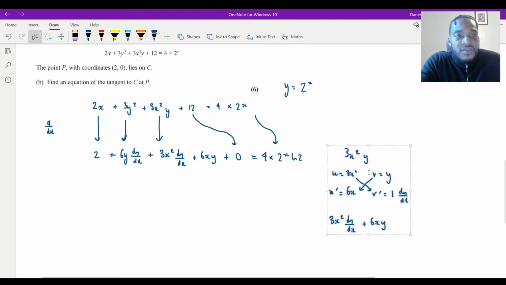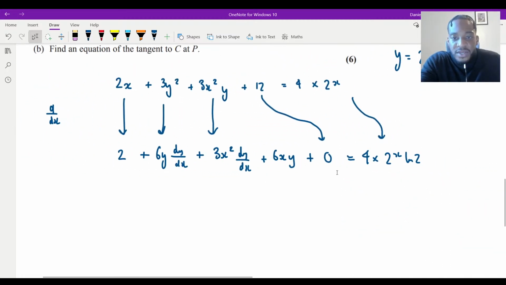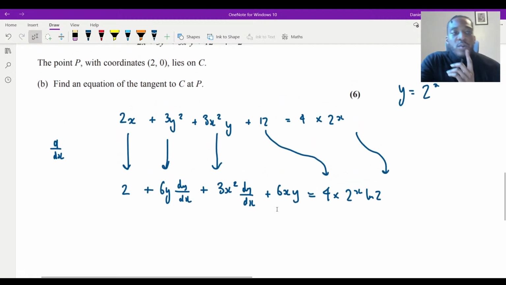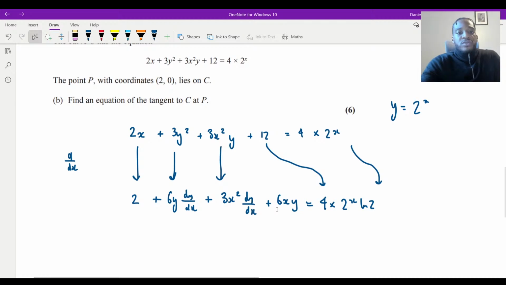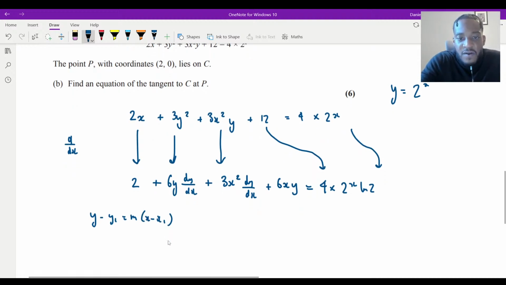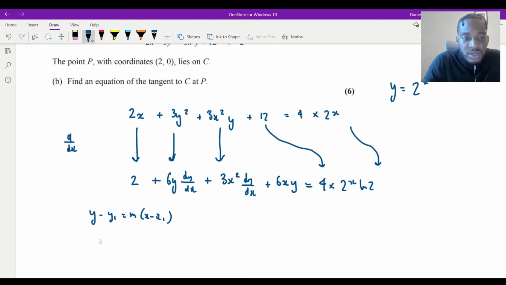And now remember, we're looking for the equation of the tangent. We need to figure out what the gradient is, obviously. So let's just tidy this up a bit. I don't need to put that there because it's going to be 0, so I can just move this here. Now what are we looking for? We're looking for the tangent at the point (2, 0). Remember, that's y − y1 = m(x − x1). So I'm going to figure out what dy/dx is. And we know what the point P is, which is good. Point P that we're looking for is (2, 0). So that's fine.